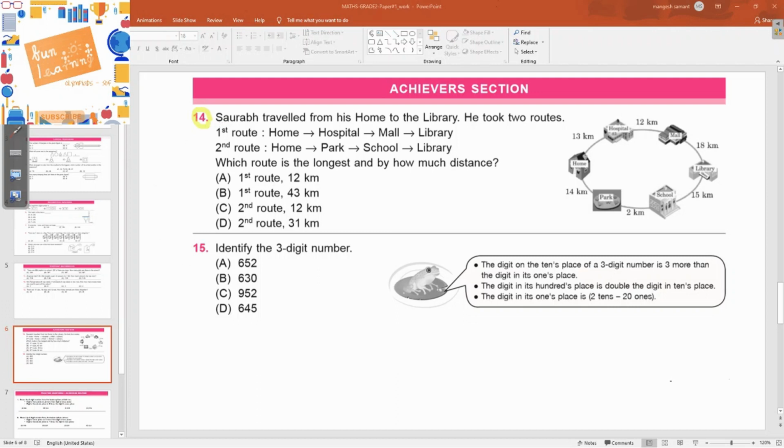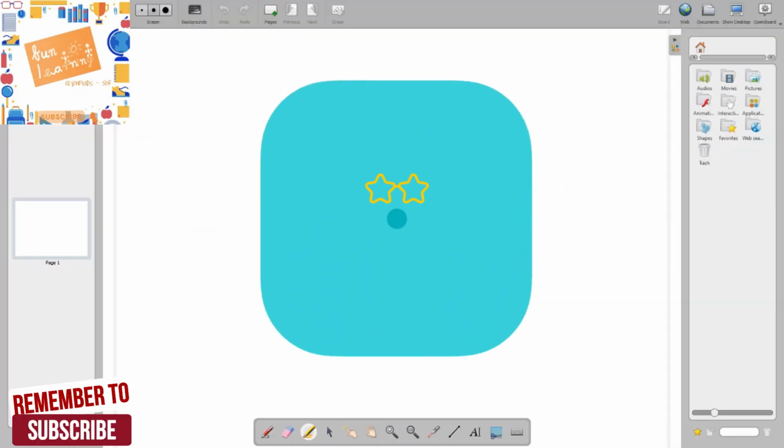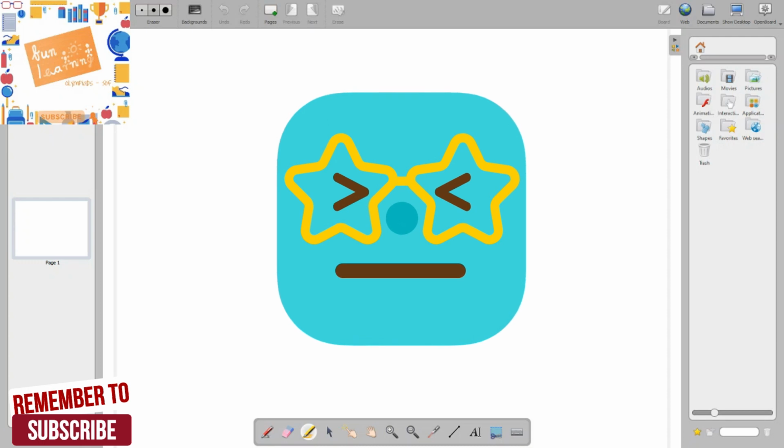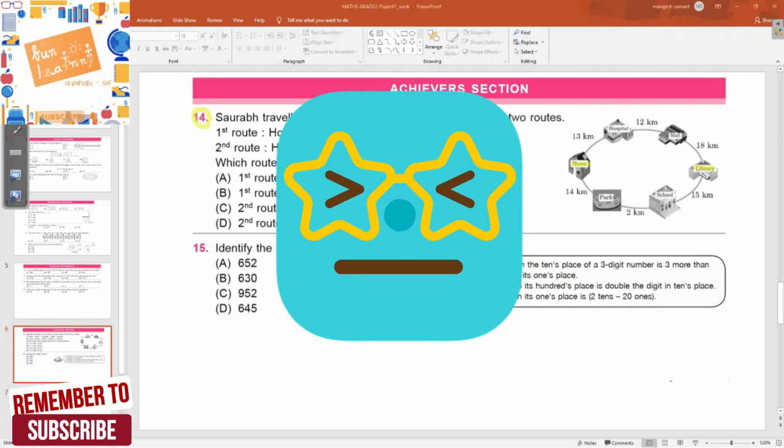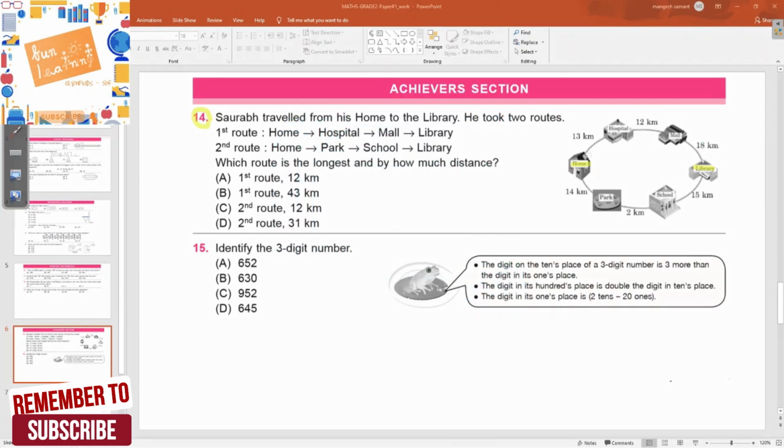Saurav travelled from his home to library. He took 2 routes which are given here. One is this because this is home and this is library. First route is home to hospital to mall to library. Let me choose another color to highlight this. Okay, so he goes from home to hospital, hospital to mall, and mall to library. That is our first route.